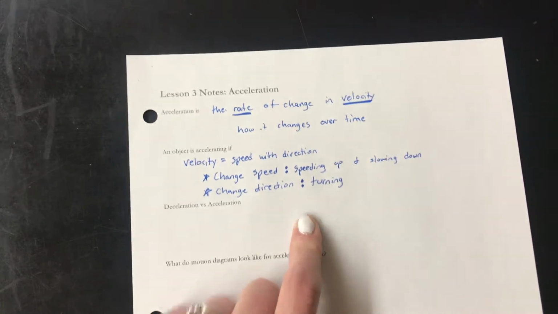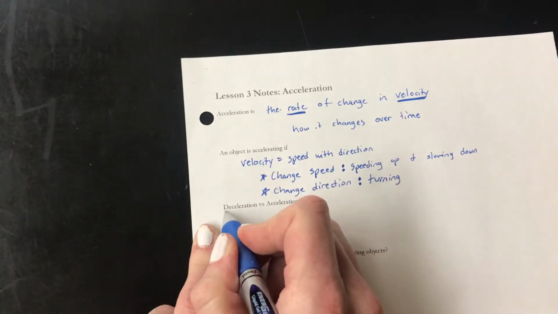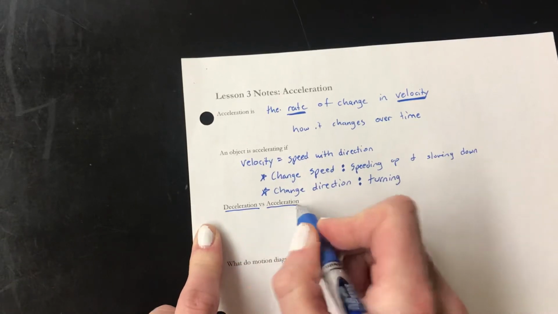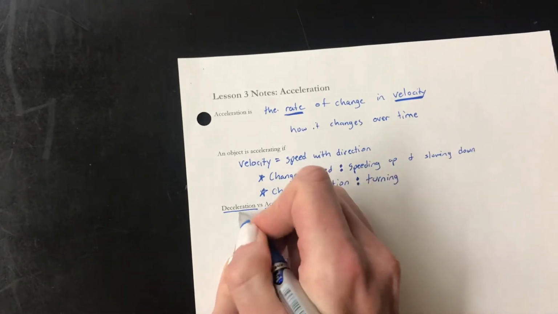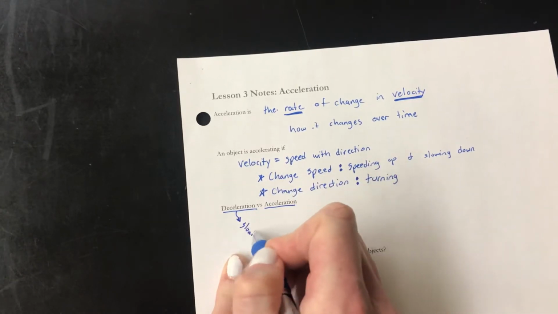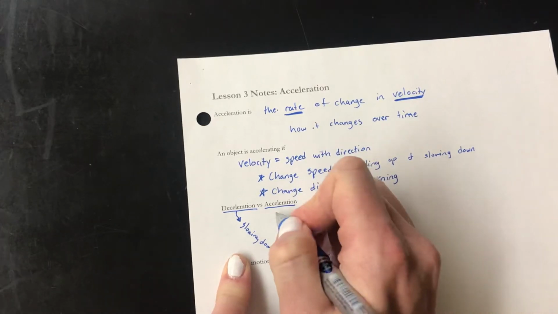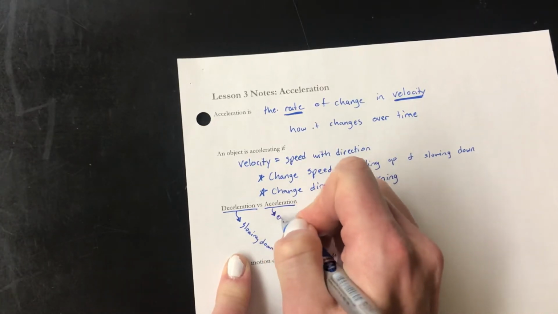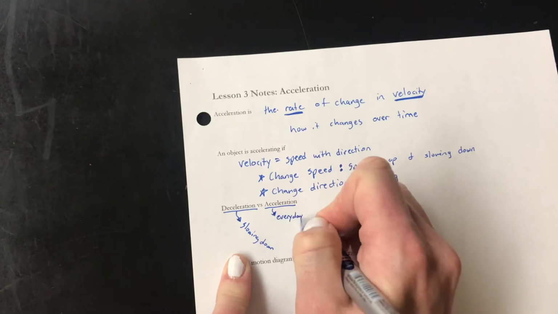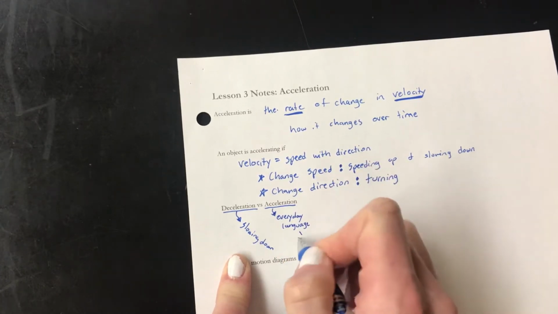Okay? So when we talk about words that people use outside of physics class, there's deceleration and acceleration. Okay? Deceleration is used to describe things that are slowing down. And acceleration in everyday language, I'm going to write that, everyday language, is usually only used for speeding up.